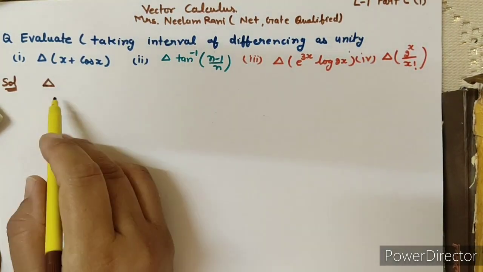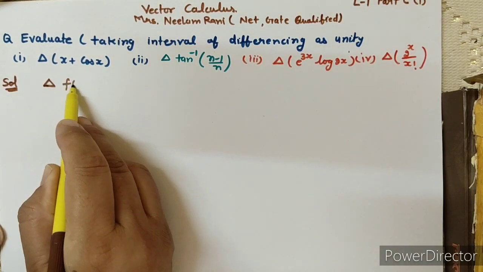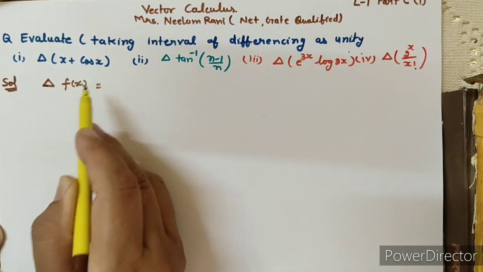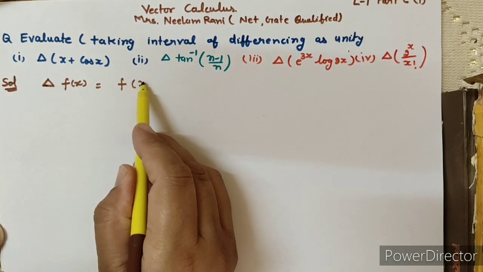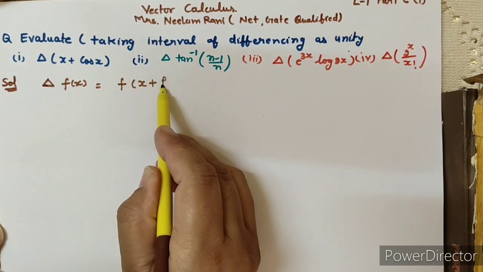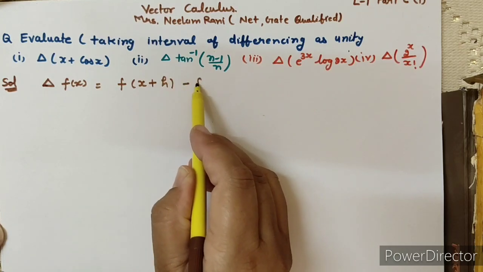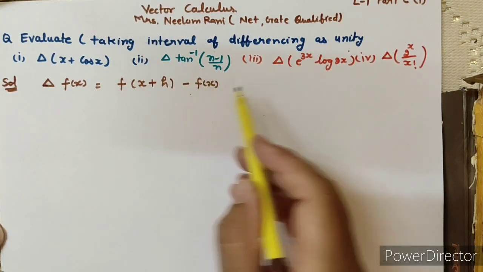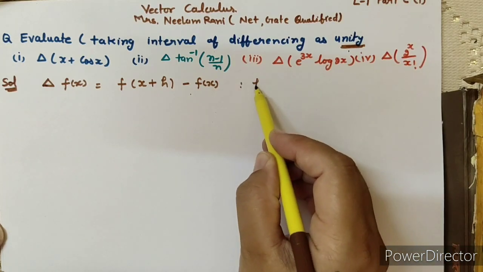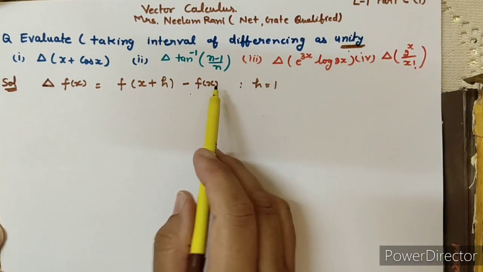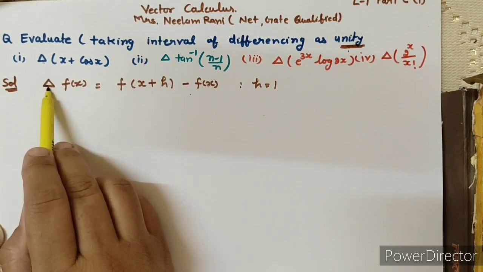As you know, when you apply delta on the function f of x, what is the value of this? We have studied this in previous lectures. This is nothing but f of x plus h minus f of x. In the given question, your difference is unity, that means h is equal to 1. Now compare this, the delta is here.